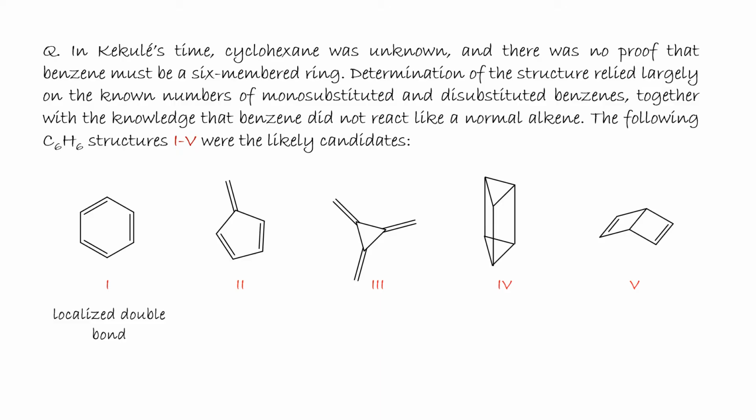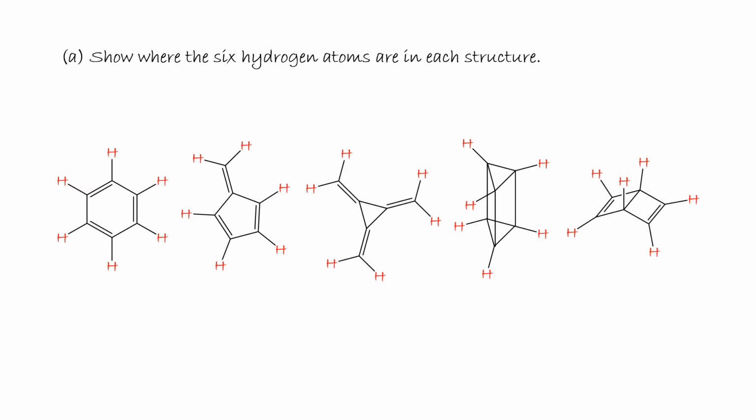In Kekulé's time, cyclohexane was unknown, and there was no proof that benzene must be a six-membered ring. Determination of the structure relied largely on the known number of mono-substituted and disubstituted benzenes, together with the knowledge that benzene did not react like a normal alkene. The following C6H6 structures from 1 to 5 were the likely candidates. Show where the 6 hydrogen atoms are in each structure.